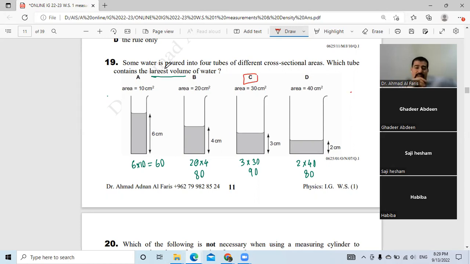Thank you, Muhammad. Thank you, Tina. The answer will be A. So we have to be careful. Maybe they don't ask about the volume. Maybe they ask about pressure later on the same picture.